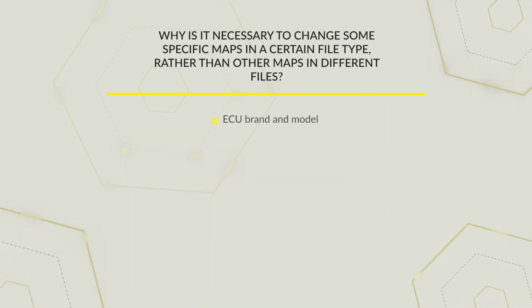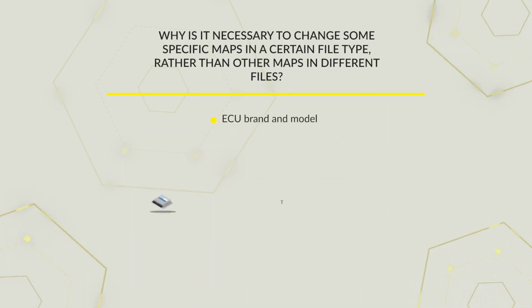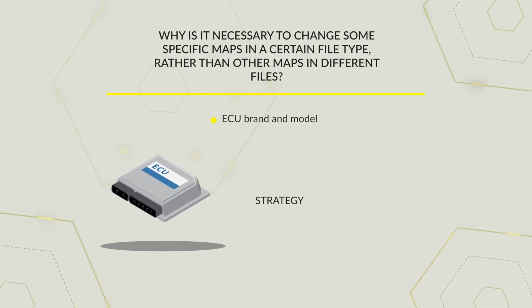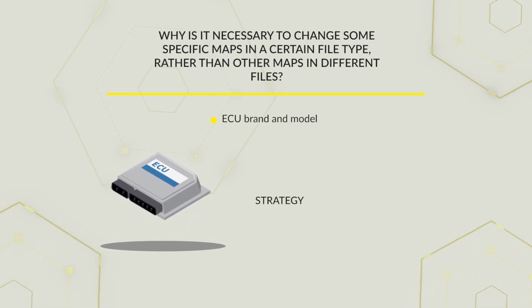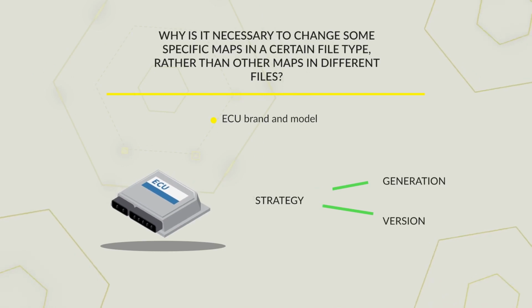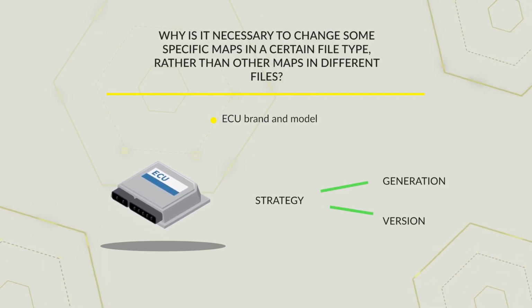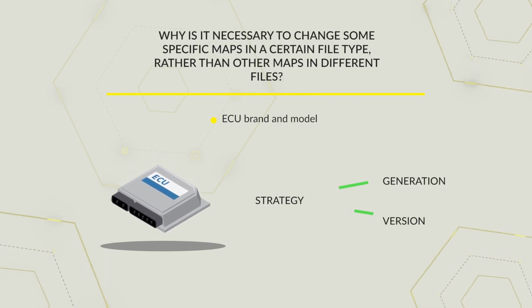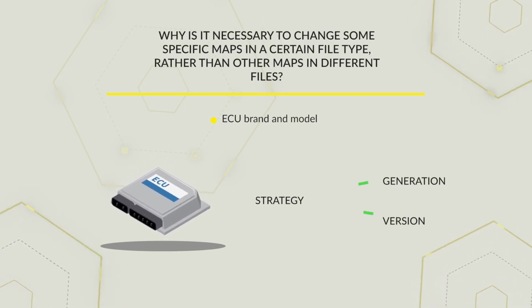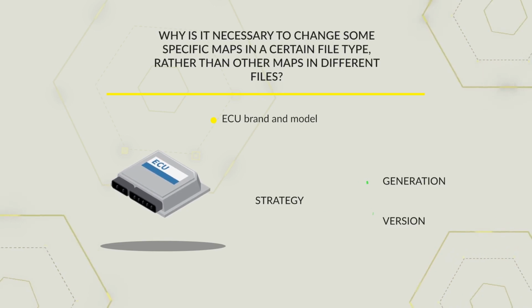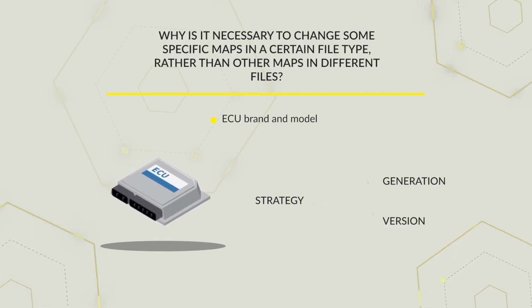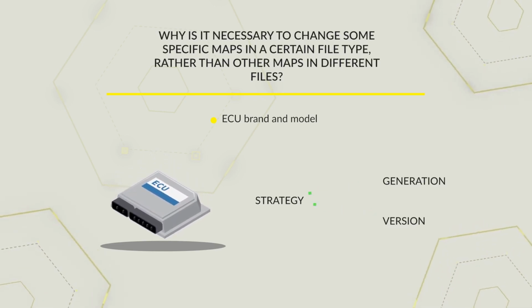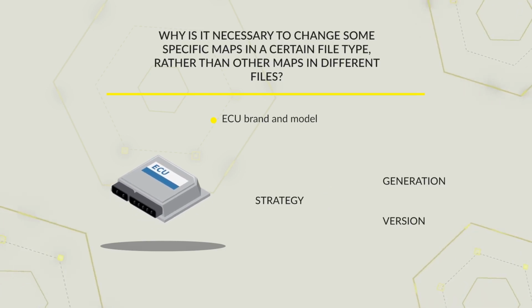Regarding the second element, however, the operating strategy of the ECU is often the same for the same control unit generation and version. Therefore, regardless of the automotive group, in the event that the brand and the generation of the ECU are identical, there will be many maps in common, even between different car groups, and it will therefore be possible to use the same modification strategy.